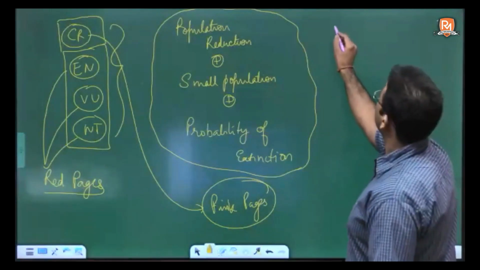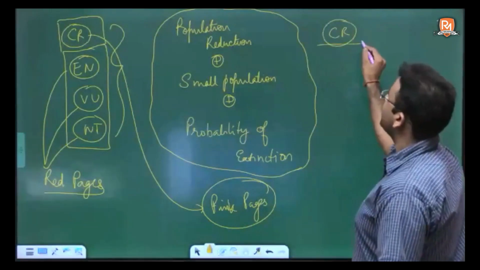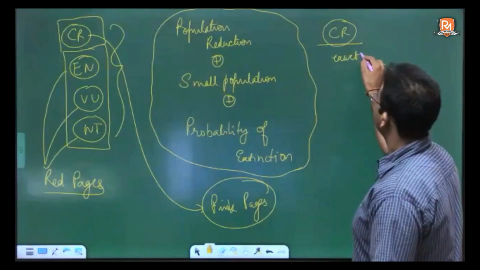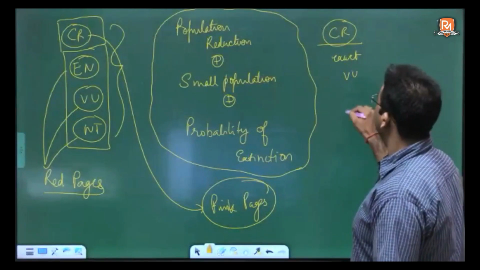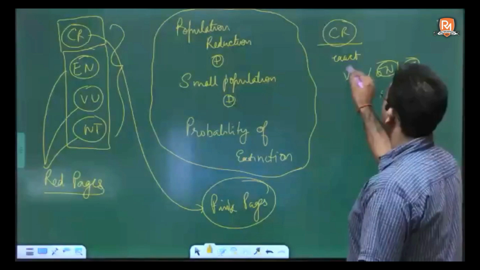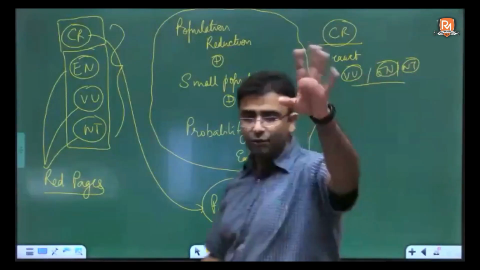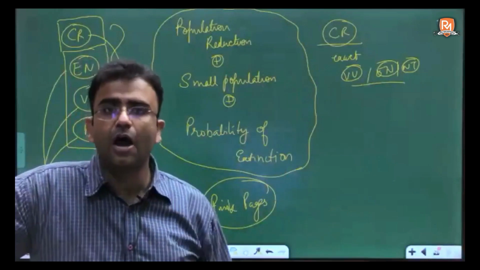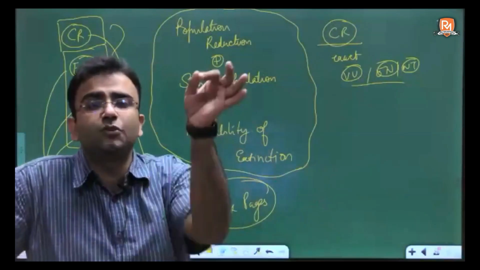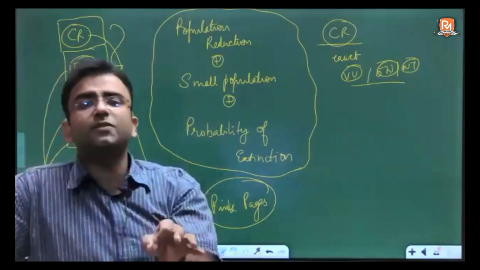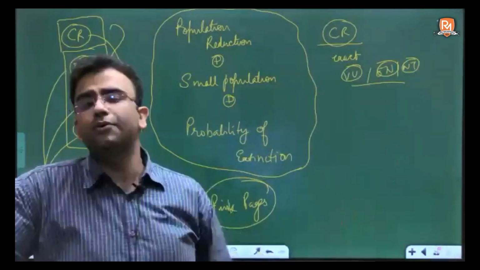Now, what is the criteria for critically endangered? Exact criteria for vulnerable, endangered, and near threatened, this I will give you today in the form of a sheet. Don't worry. How you are going to classify a species into critically endangered, endangered, near threatened, or vulnerable, we will also discuss once in the class. So do not worry about it.